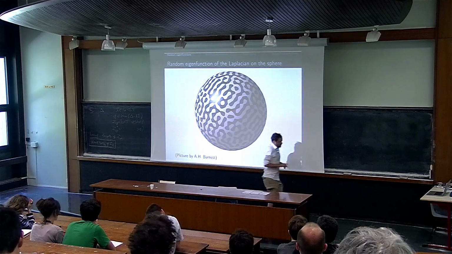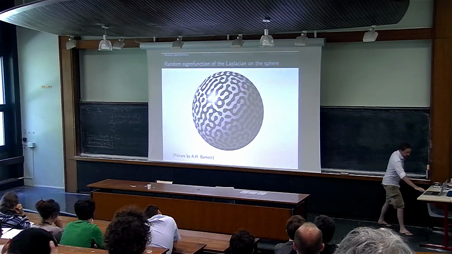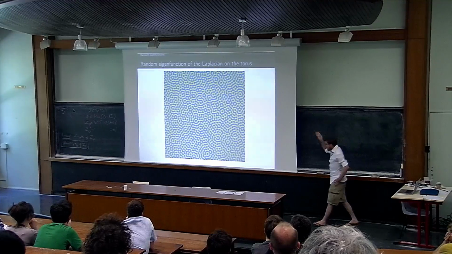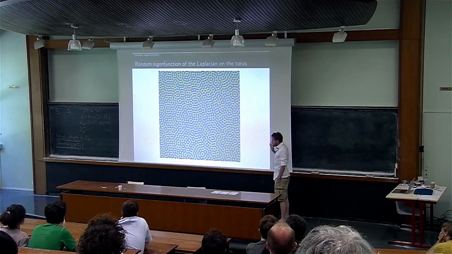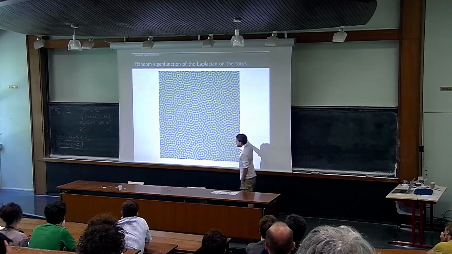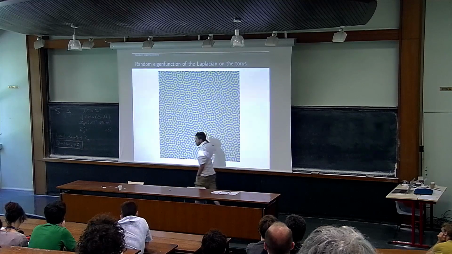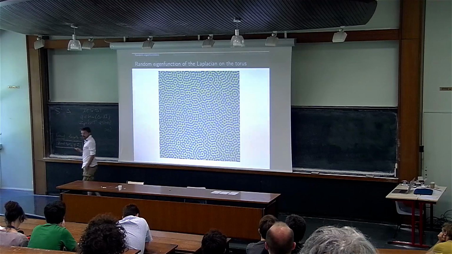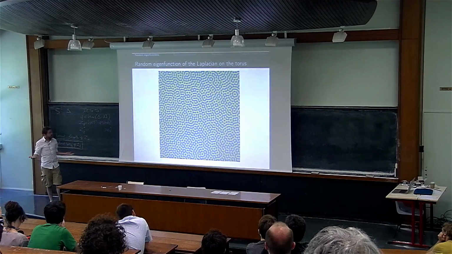So as I told you, I know two manifolds, and the second one is simpler, it's the torus. And this is what you get if you look on the torus. So on the torus, everything is even more explicit. So the eigenvalues are of the shape k squared plus l squared. And you pick one with big multiplicity, and you sample in the same eigenspace.